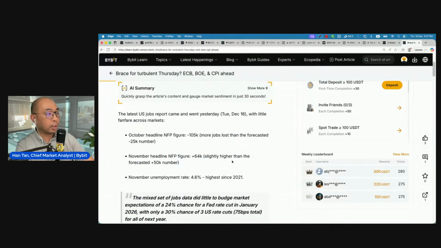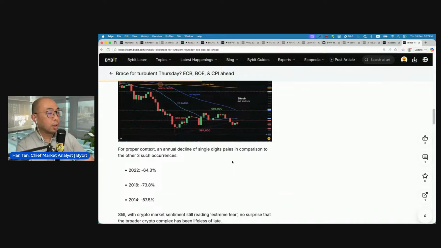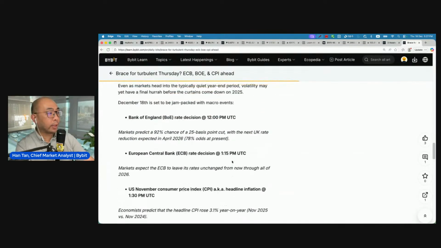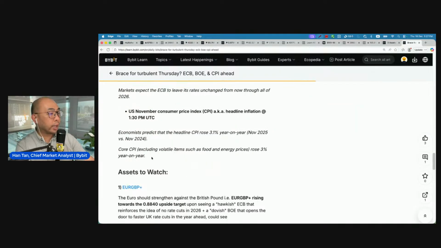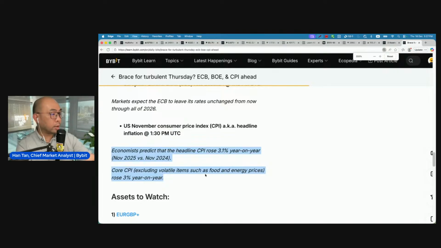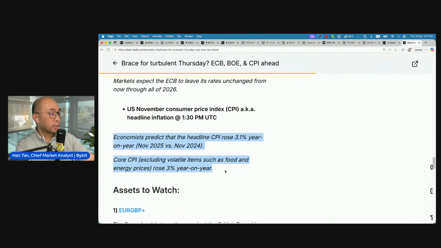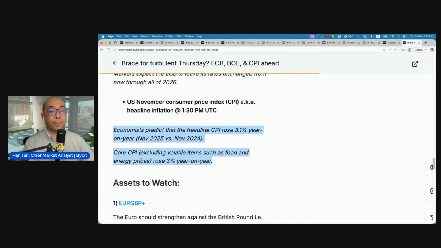Okay, so recall the CPI figures that markets are basing their expectations on. 3.1% year on year versus 3% for core CPI. So when the official numbers come out in 3 minutes from now, if it's higher than 3.1%, that means inflation is higher than expected. That means the Fed may not be willing to cut interest rates in January or maybe not even in March of next year because they got to make sure inflation cools down.